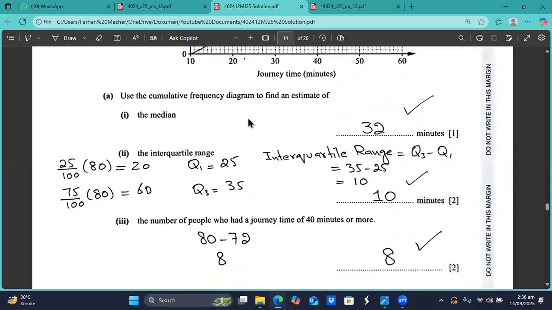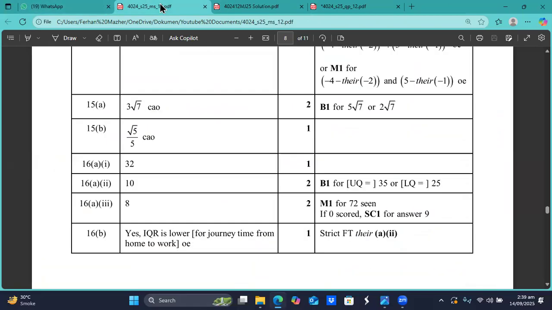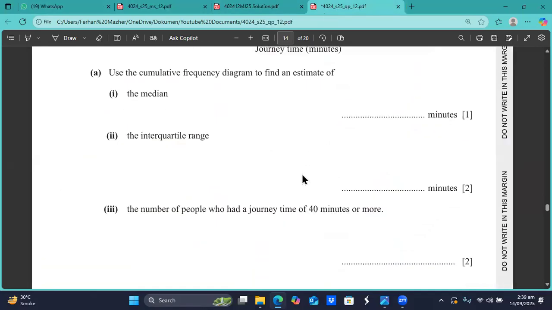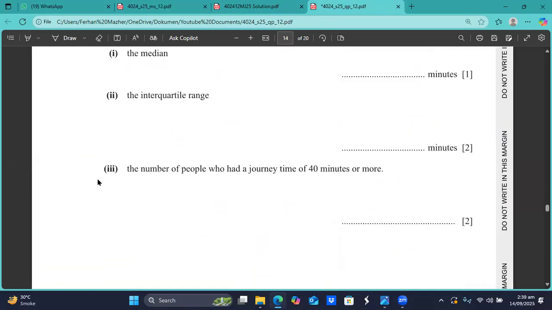So once you have noted down the Q3 and the Q1 from your graph, Q1 is 25 and Q3 is 35. And then the interquartile range is Q3 minus Q1, the upper quartile minus the lower quartile. So it will be 35 minus 25, and that is 10. So the interquartile range is 10. That's good.